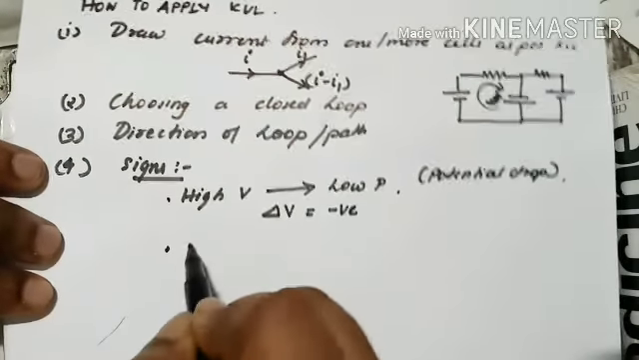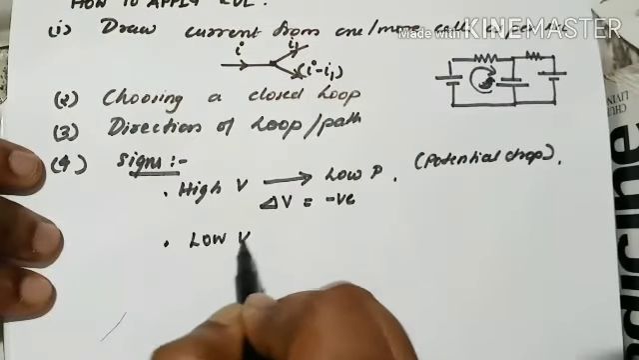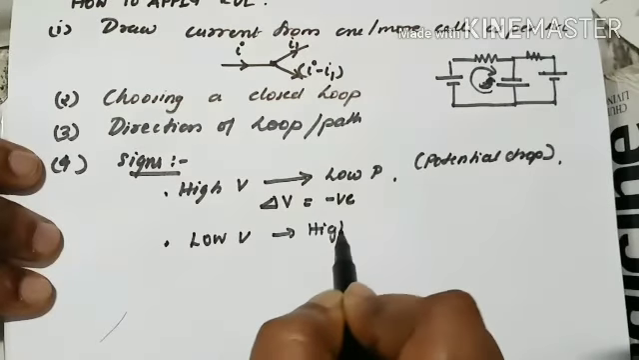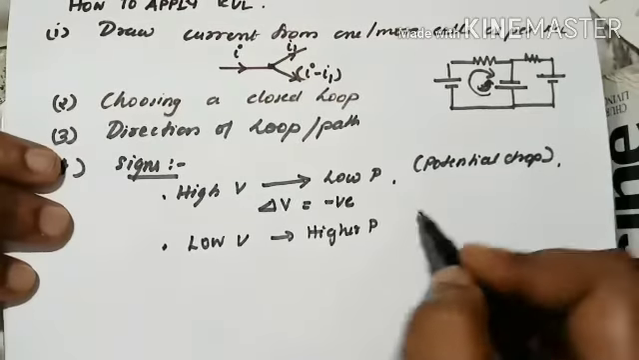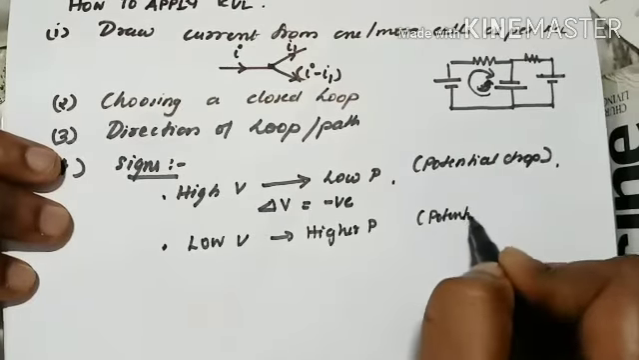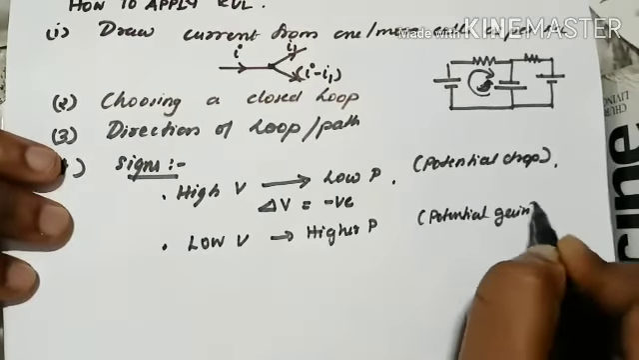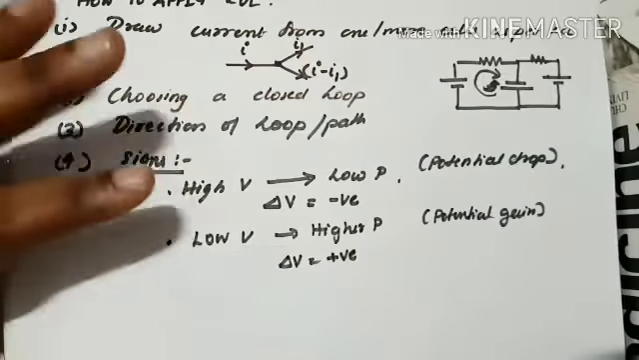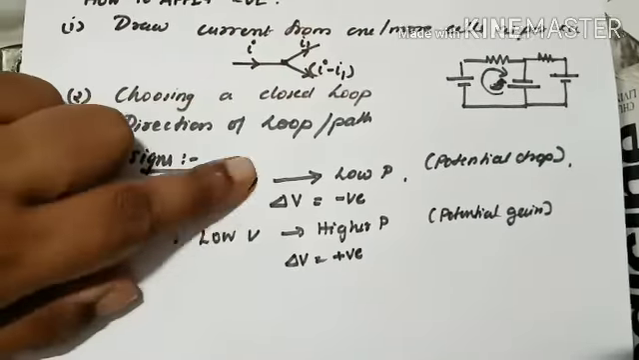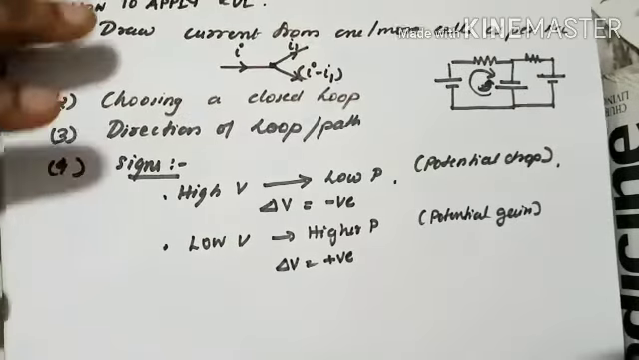Now if I am moving from lower potential to higher potential, that is a gain, right? I am going from a lower section to a higher section, so I am having a potential gain, or I can say delta V is positive. This much clear? This is something which you have to understand. I think you guys would have understood very easily.